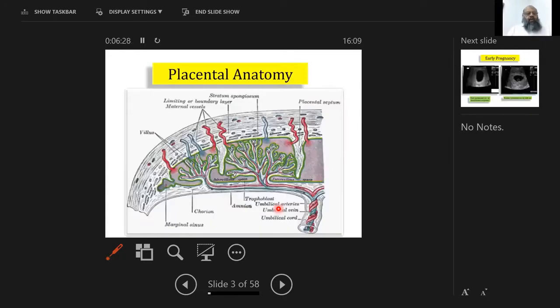If we look at the anatomy, which is very simple, we can see the villi here. Then we have got the limiting or boundary layer of the maternal vessels, which are these vessels. Then is the stratum spongiosum. And we have got placental septum here. Then are the amnion here, then is the chorion, the marginal sinus. We have got the trophoblast at this area. Then the umbilical cord, which has got umbilical arteries and vein.